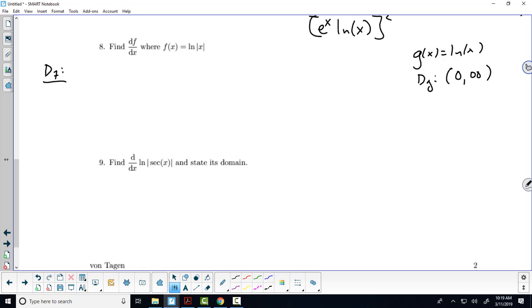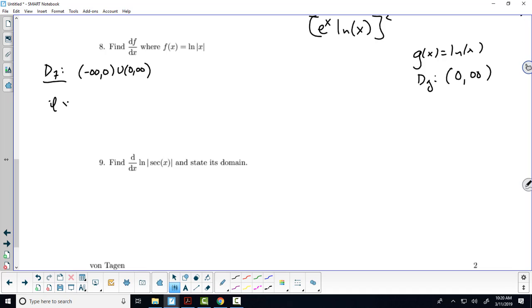Who is it? 0. Because what's the absolute value of 0? It is 0, and 0 is not in the domain of the natural log. Okay, so the domain of this function f here is -infinity to 0, union with 0 to infinity. So the domain has 2 parts. Let's go ahead and find the derivative in each part.